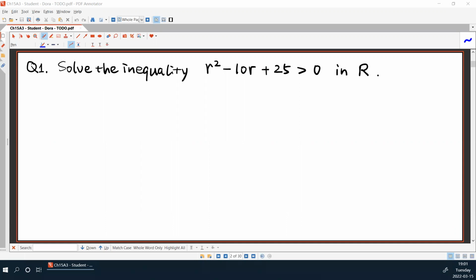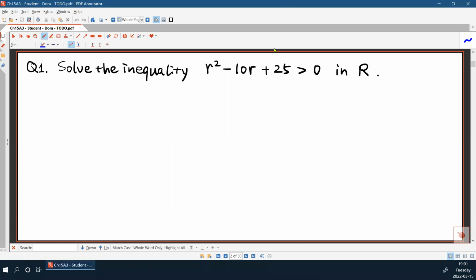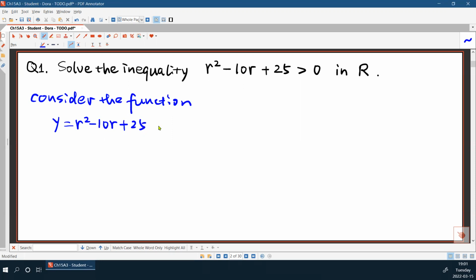Okay, question 1: solve the inequality r squared minus 10r plus 25 greater than 0 in the real number set. All right, so in order to solve this inequality, we should consider the corresponding function, right? So we should consider the quadratic function y equals r squared minus 10r plus 25.